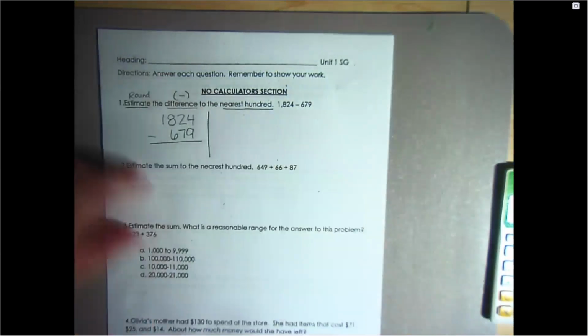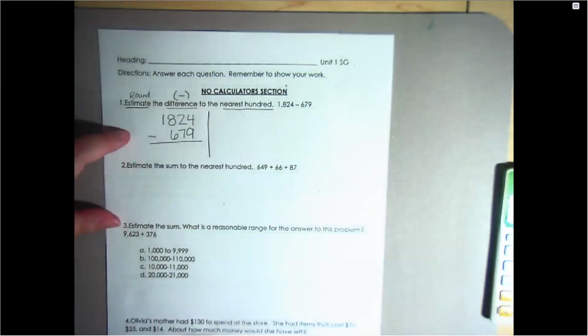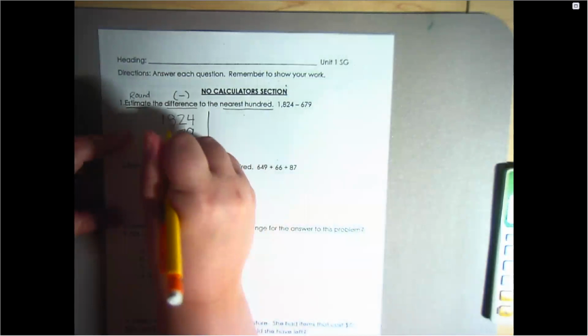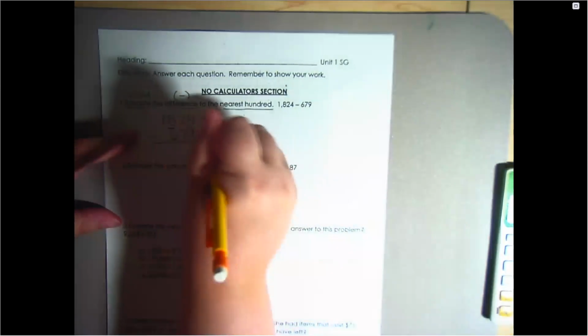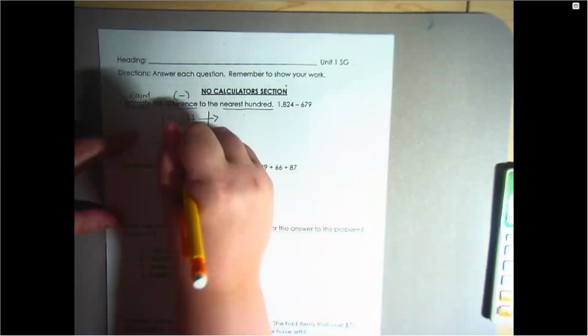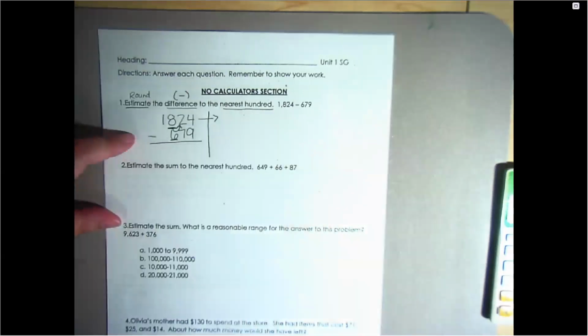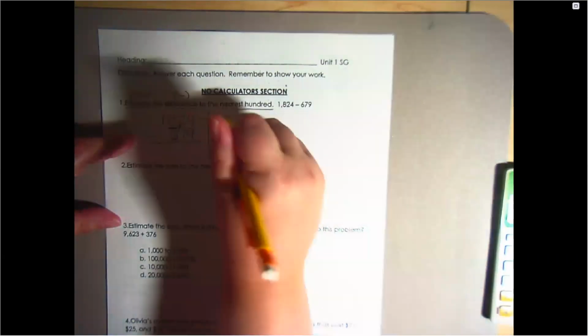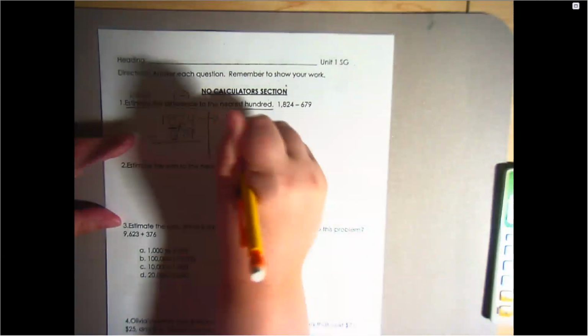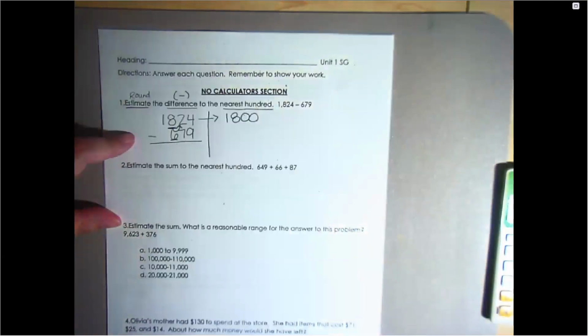Okay? Now it says round or estimate to the nearest hundred. So that means that I'm going to be rounding to the hundreds place in both of my numbers. So I'm going to start with 1,824. I find my place. I look to the right, just one more space. 5 or more, raise the score. 4 or less, let it rest. The 2 tells the 8 to remain the same, so it's going to be 1,800.